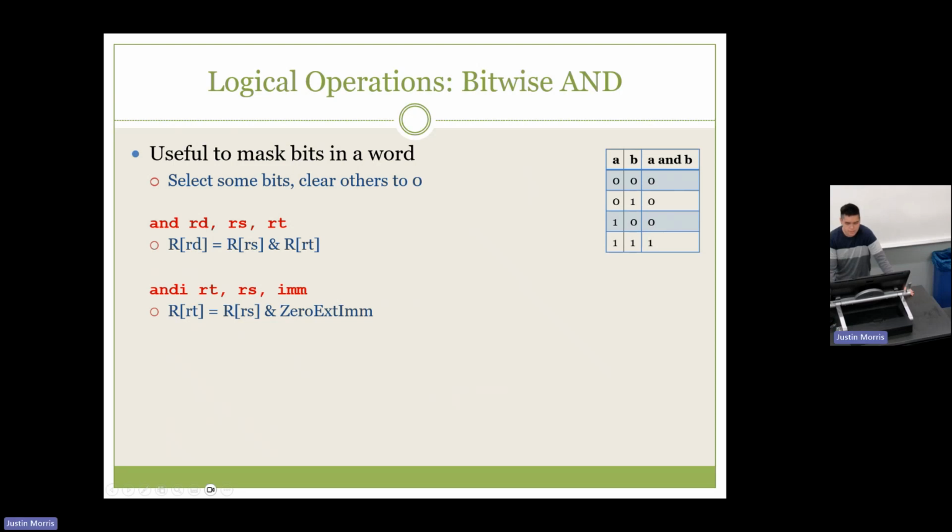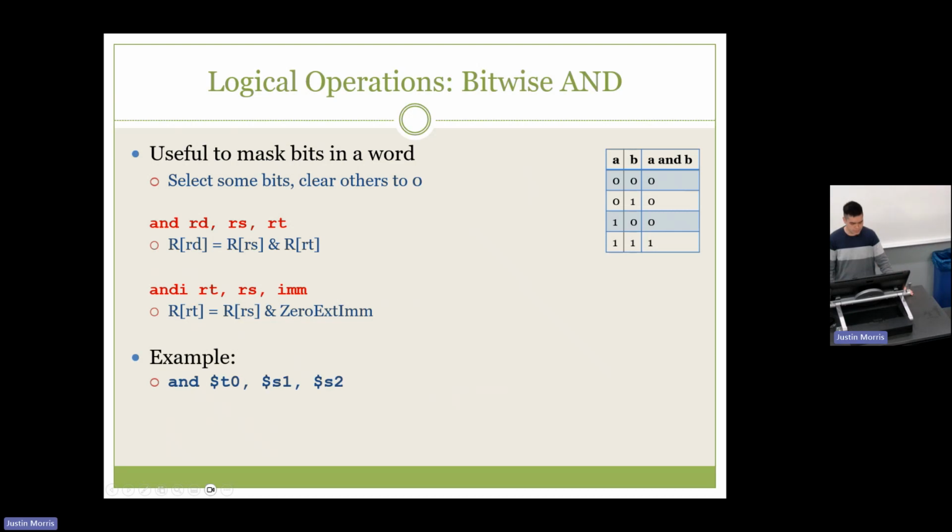So here's our bitwise and. This is sometimes useful to mask bits in a word. So we just want to select some bits and clear the others to 0. If you want to clear them, you just make sure that your mask is zeroed where you want to clear, and 1's where you want to save the value. And again, this is an R type, so we have RD, RS, RT. And we also have I type, where RT is the destination, RS is one of the operands, and then we have this zero extended immediate.